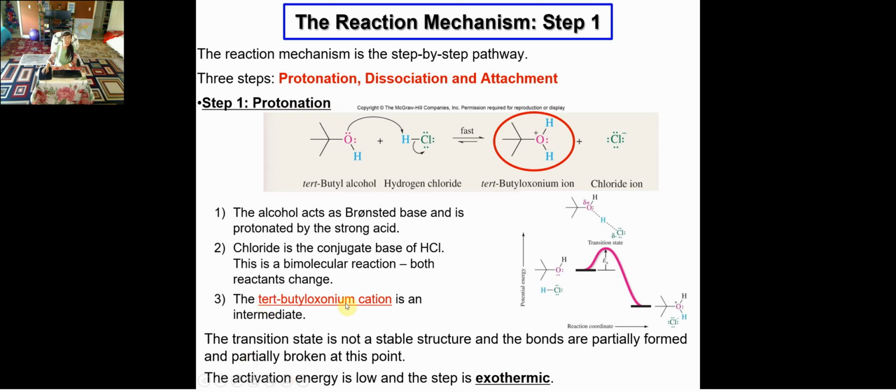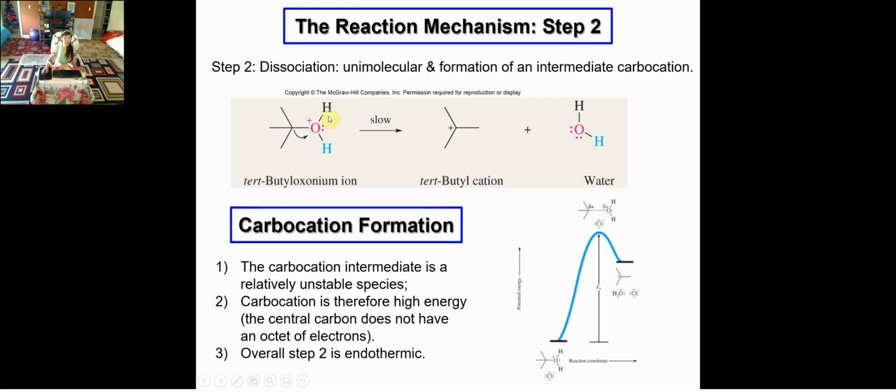Again, your transient state intermediate, tert-butyloxonium, is a positively charged ion. This cation is not stable. This cation and your chloride can tentatively form, through intermolecular forces, ion-dipole intermolecular forces, this transient intermediate. And what happens next, followed by the second step, is that dissociation will happen.